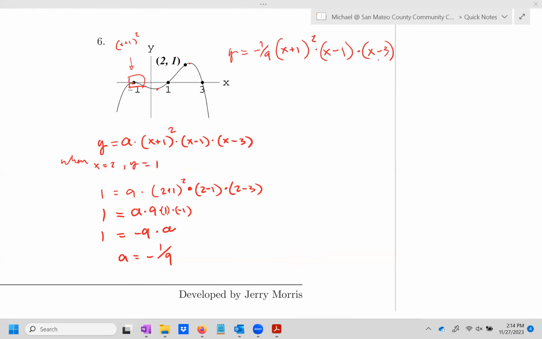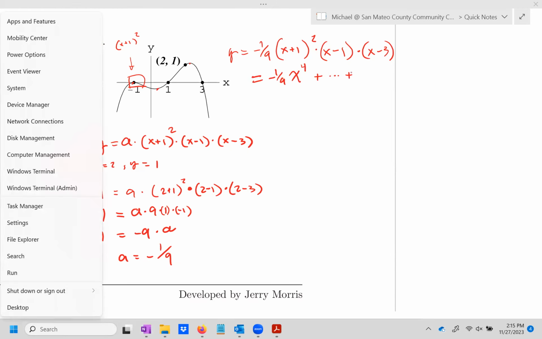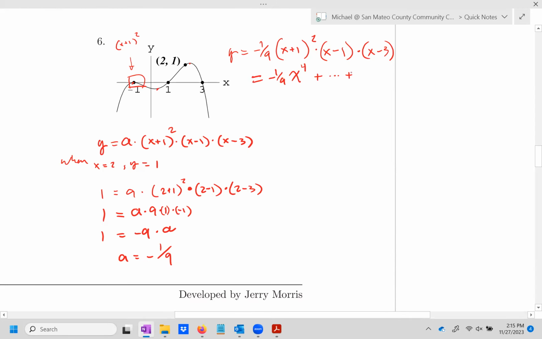That's it. So what's the lead term? Lead term is negative 1/9 x to the 4th. The constant term is going to be 1 times negative 1 times negative 3. Negative 3 times negative 1 is positive 3, times 1. It's going to be negative 1/3.